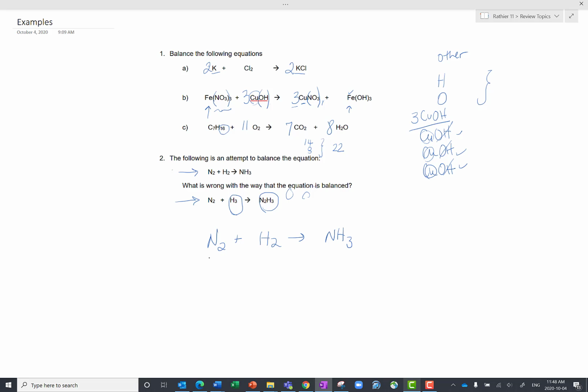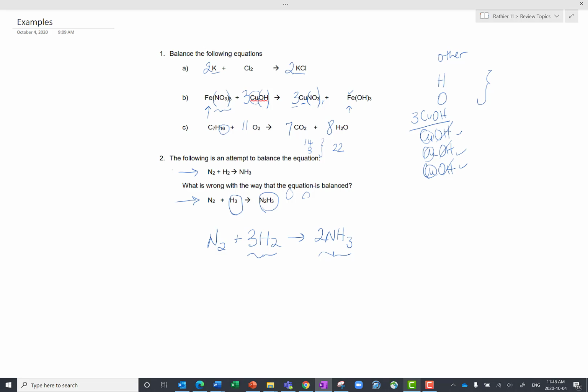So for this one, N2, I need 2 NH3. And then when I now check this, I've got 6 hydrogens on the right-hand side. So I need 6 hydrogens on the left-hand side. And so the difference is I don't have 1 nitrogen and 1 H3. H3 doesn't exist. I have 1 nitrogen reacts with 3 hydrogen to give me 2 NH3 molecules.